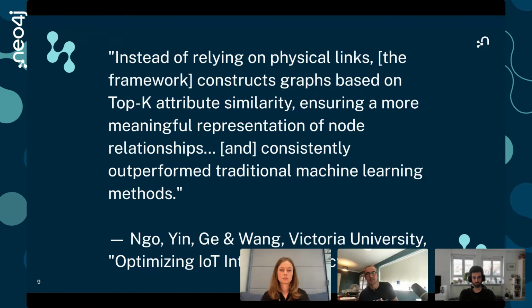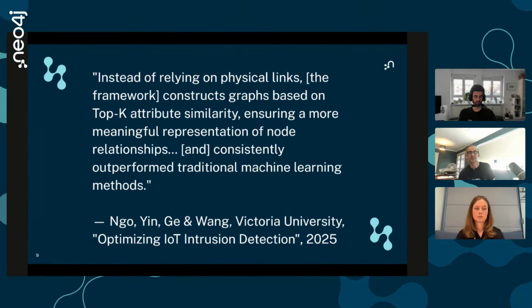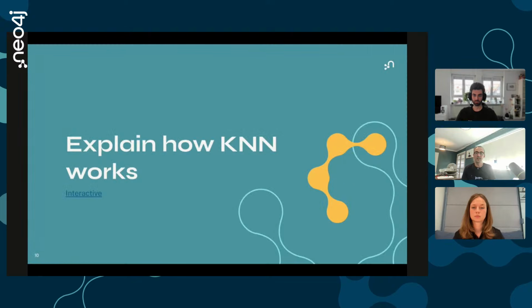So just to summarize all the great work: what they found by doing the comparison here, and why GraphSAGE and KNN work, is you're not relying on the physical links. You construct this similarity, which provides a more meaningful representation of the connection events that are most similar to one another. And then you use this to train your GraphSAGE model, and then use that to predict the connection event.